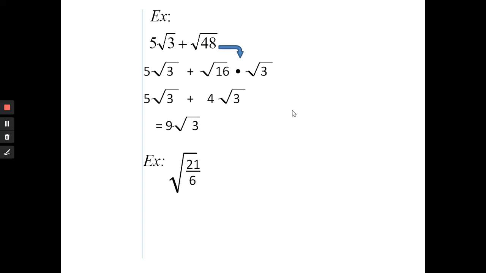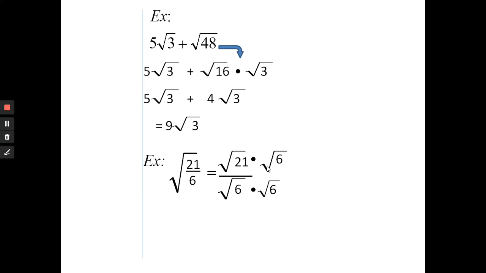Okay, so let's try one using division. So the quotient: we have the square root of 21 sixths. Let's go ahead and split those two, and that'll give you the square root of 21 over the square root of 6. Since we can't have a radical in the denominator, we're going to need to multiply the top and the bottom by the square root of 6.